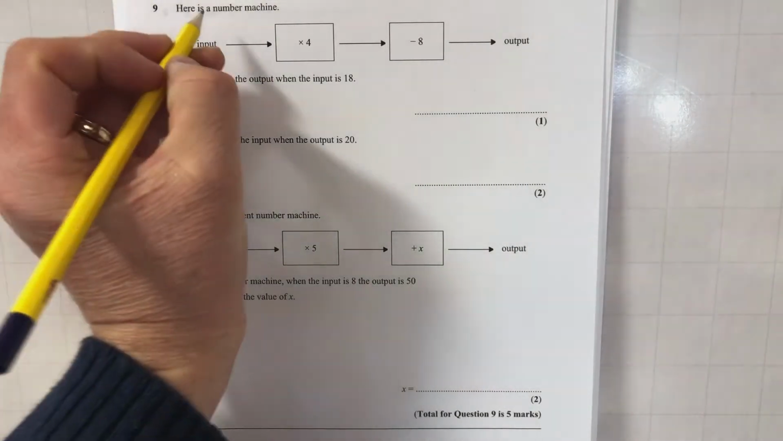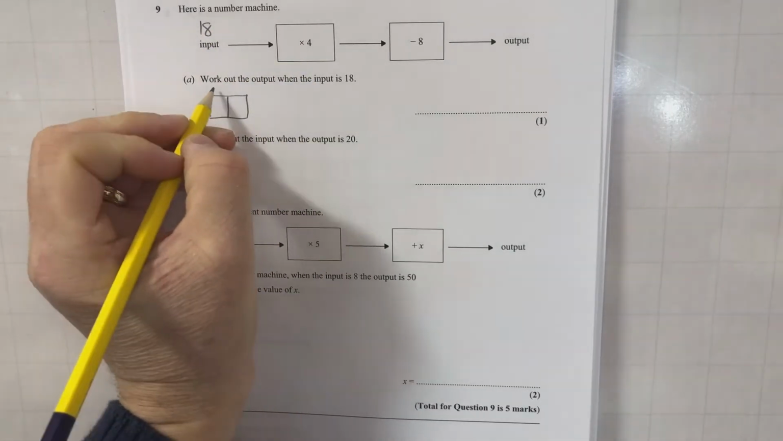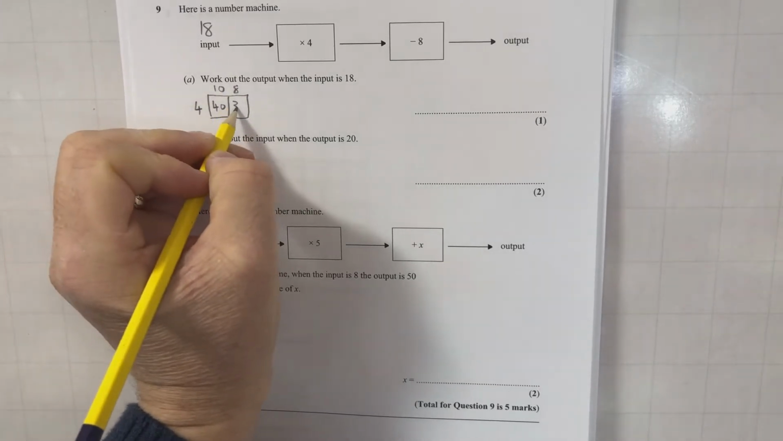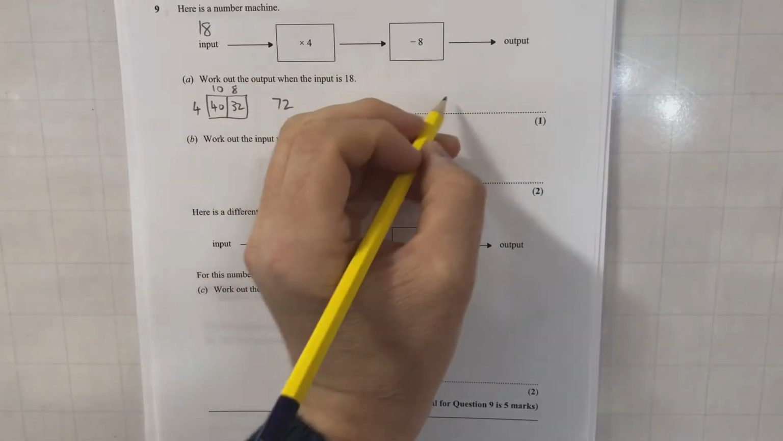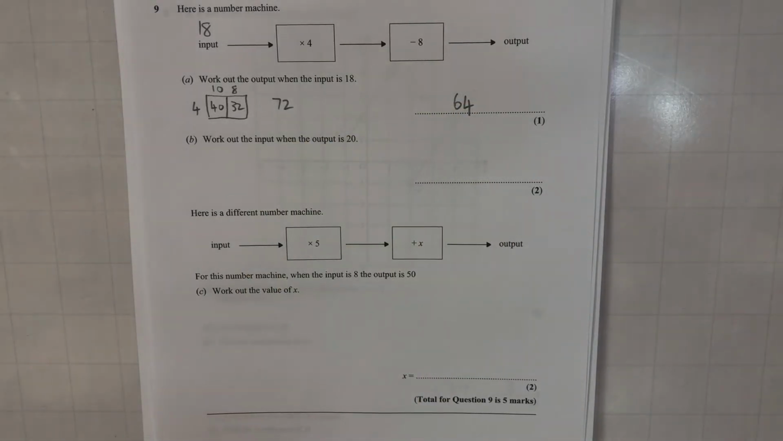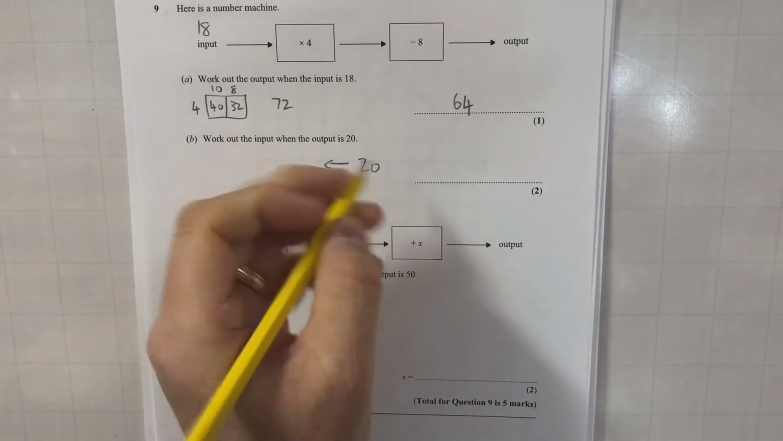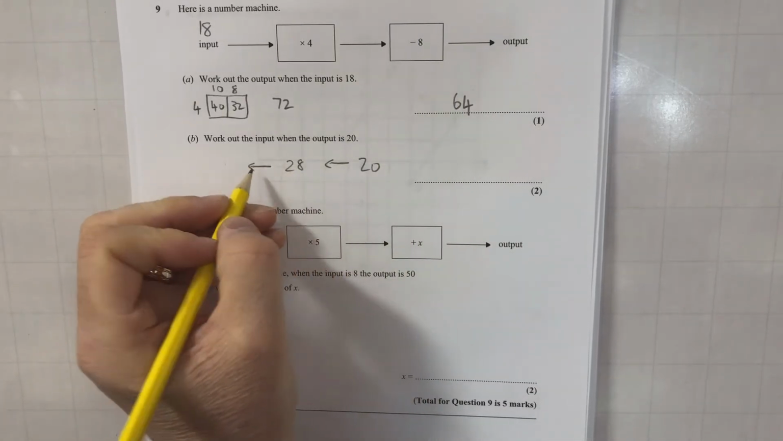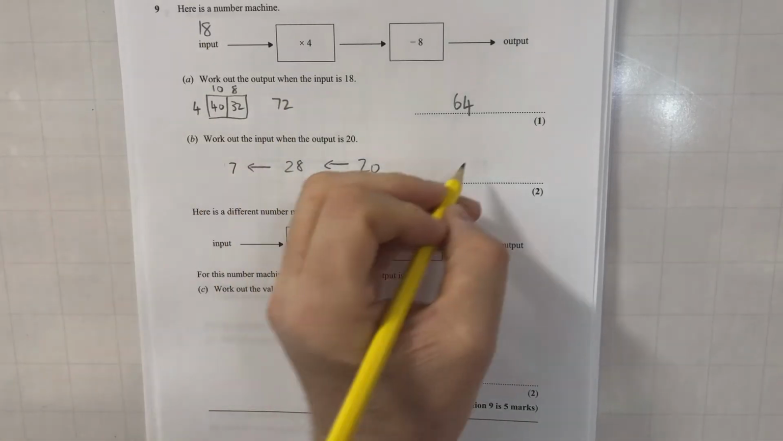So first of all, if you're putting the input as 18, you have to times it by 4. So that's 40, that's 32. So that gives you a total of 72. Then you've got to take 8, so that gives you 64. In the second one, you're told that the output is 20. But if you work backwards, you've got to not take 8 but add 8, so that'll give you 28. And then you've got to not times by 4 but divide by 4, so that'll give you 7.